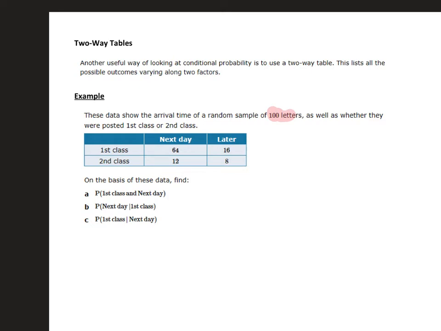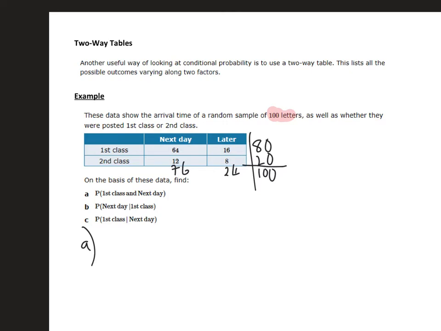Okay, well, two-way tables are very useful if I have the totals. So first class, altogether, there were 80. For second class, there's 20. For next day, it was 76. And for later, it was 24. So I've got all the totals as well, and they should add to 100, which they do. So on the basis of these data, find the probability of first class and next day.